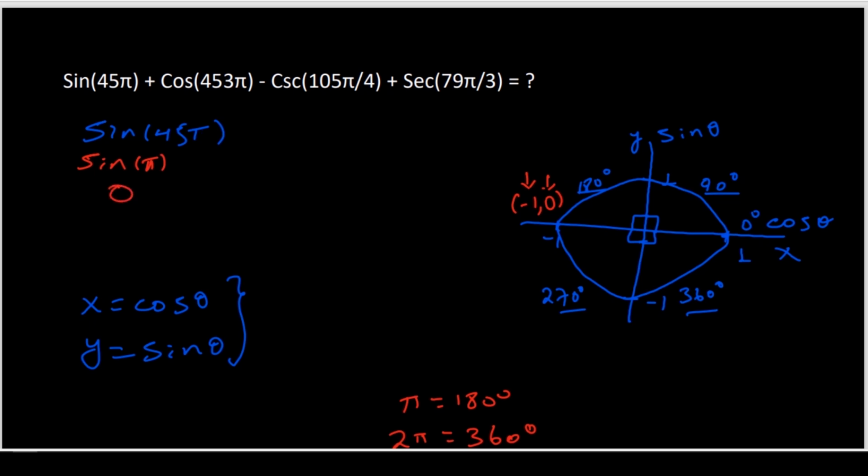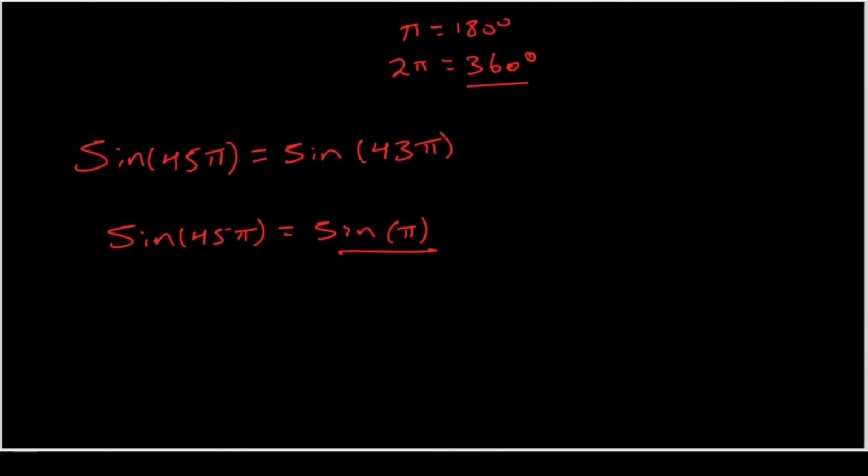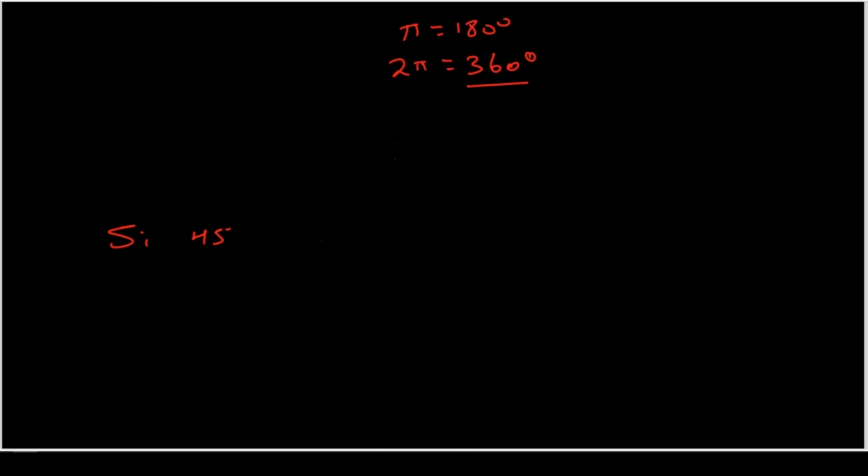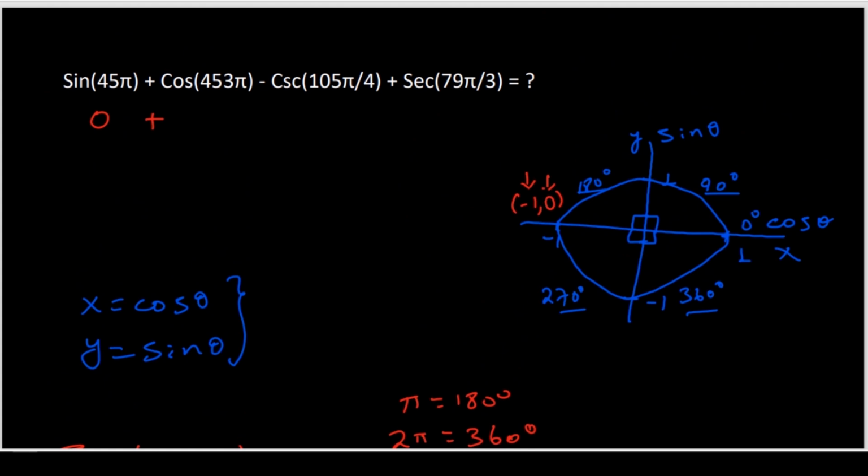So this means sine 45 pi is equal to sine pi, and that it's also equal to 0, right? So now we have found our first answer: sine 45 pi is equal to 0. Right, now 0 plus, let's go ahead and do cos 453 pi. When we work with cos 453 pi, it's going to be the exact same concept, right? What did I just say? Cos 453 pi, to be exact, that's the question that we are asking.